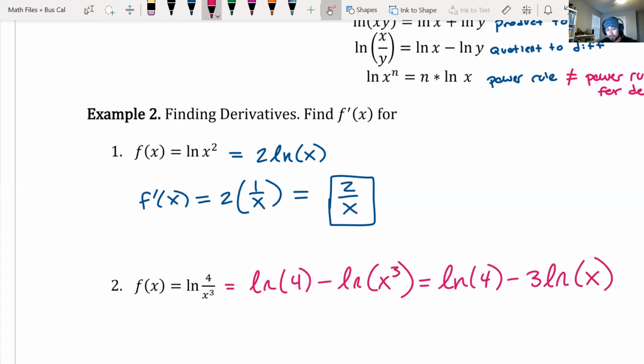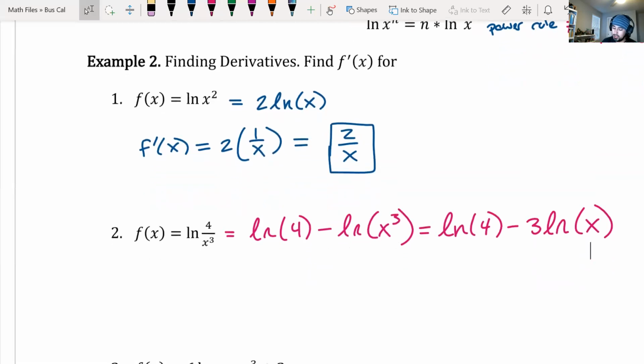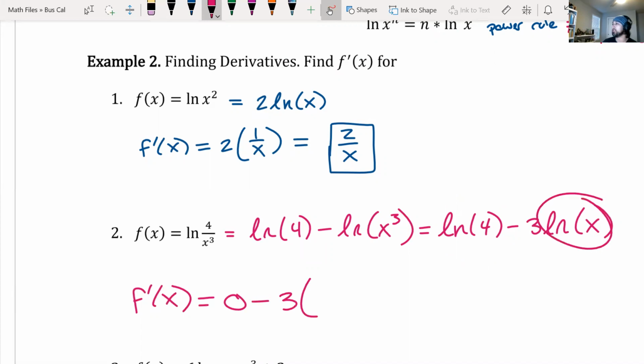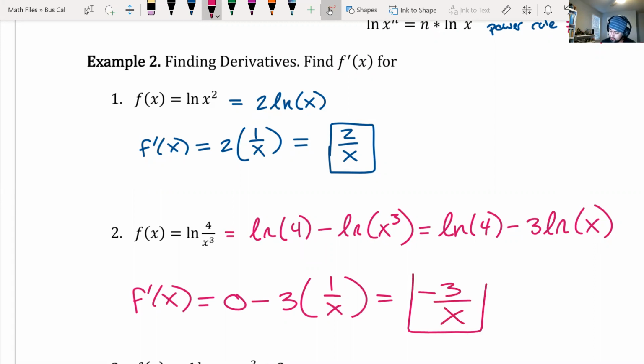We are now ready for the derivative. We haven't done any calculus yet. This is straight algebra, which means we are ready for the derivative, f prime of x. And what do you think the derivative of the natural log of 4 is? 0. Good, it's a constant. So you'd get 0 minus 3. And again, what's the derivative of the natural log of x? 1 over x. So our derivative is just negative 3 over x. All right. Using all those log properties that you learned last semester, right? Or whenever you took 1324.